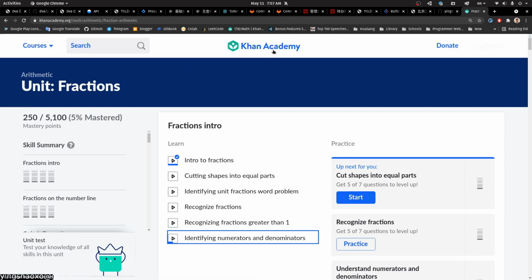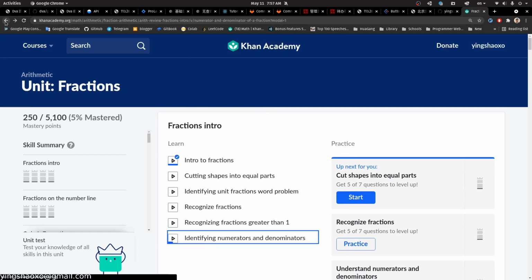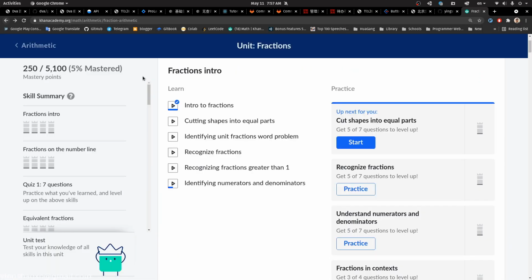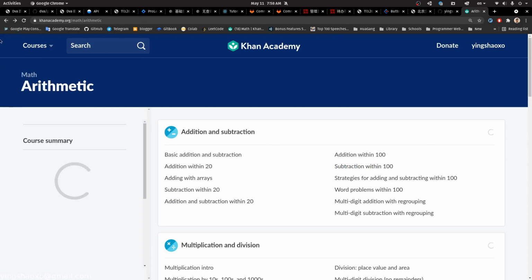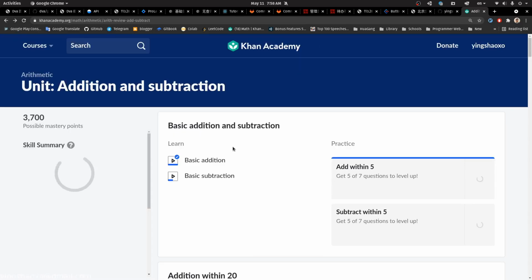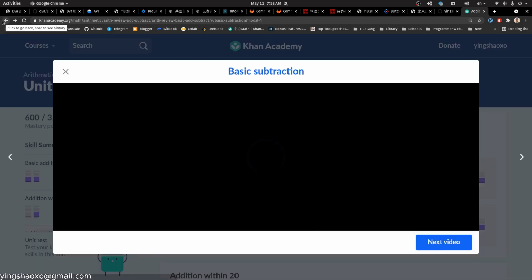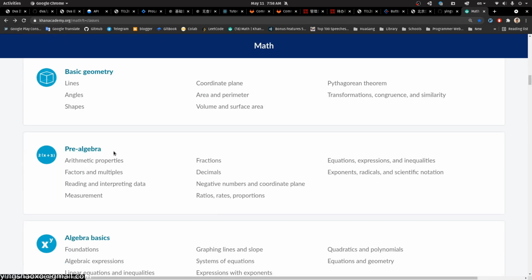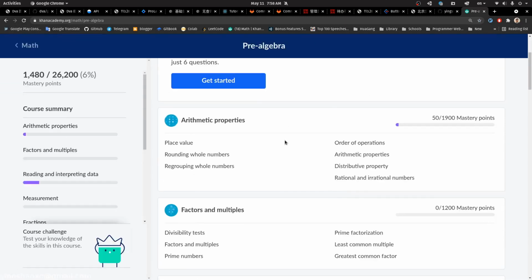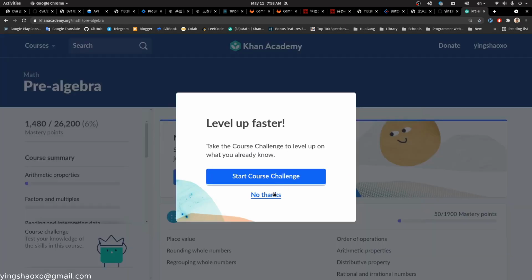So let's go to somewhere else. We don't need to go through all those fraction courses because we don't need that. We are adults, not children anymore. So we could go to a higher level than this, and we could just start from pre-algebra, and that would be enough for us. So let's go through it.